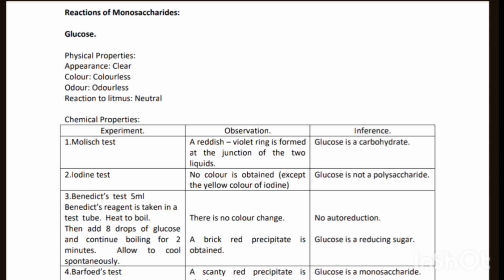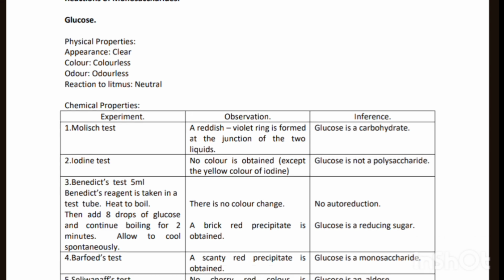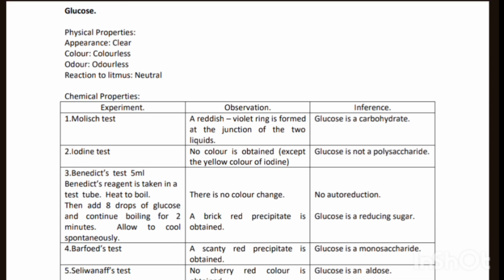Under glucose, physical properties, first you'll have to write appearance, color, odor, reaction to litmus, which is clear, colorless, odorless, neutral. Chemical properties, you'll perform Molisch test. It is positive because glucose is a carbohydrate. Then you'll perform iodine test. You'll have to write that no color is obtained except the color of iodine, that is the yellow color. And glucose is not a polysaccharide.